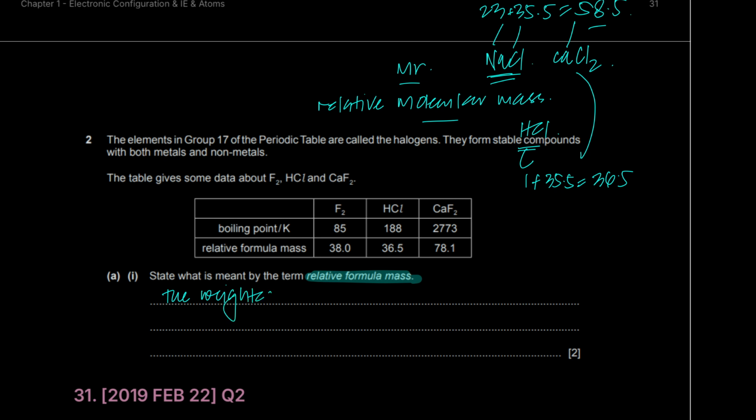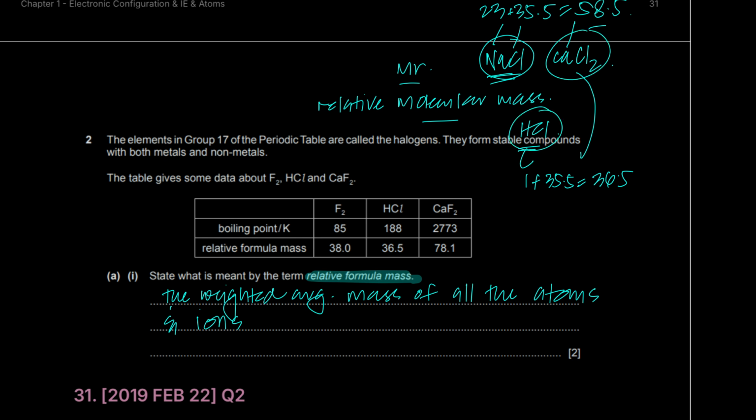It's the weighted, just like you write for the relative atomic mass definition. So it's the weighted average mass of what? Well, formula mass has ions as well and atoms as well. So it's the weighted average mass of all the atoms and ions, and you call this one unit a formula unit. These are just scientific and technical terms used for it. So this is considered as one formula unit.